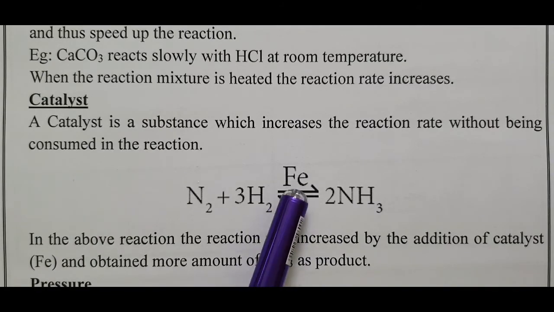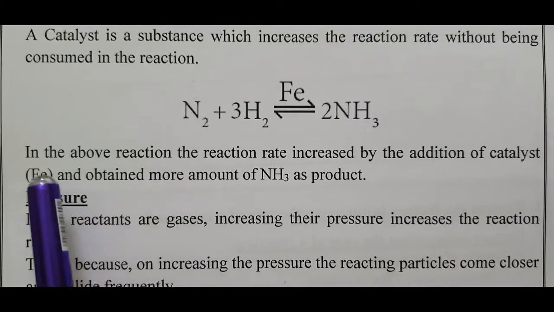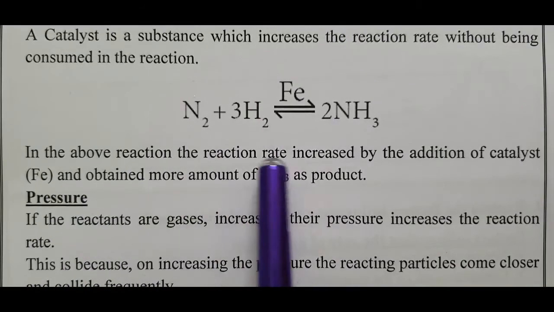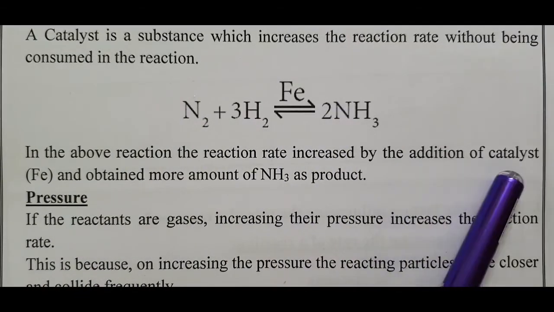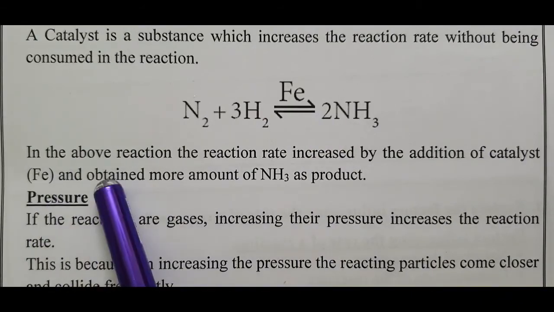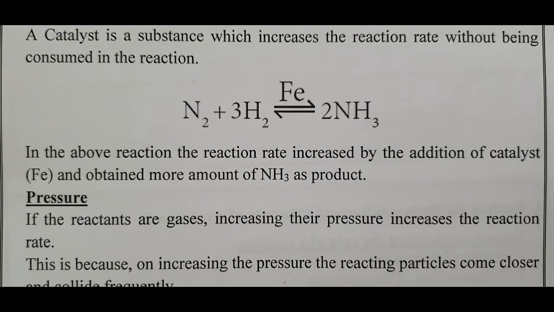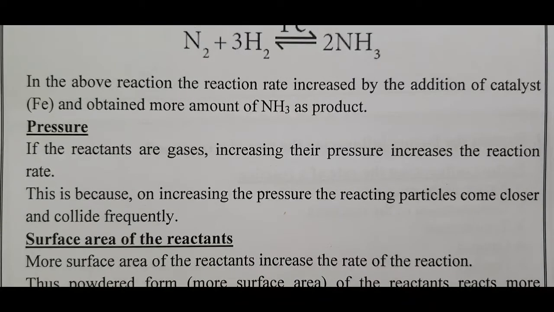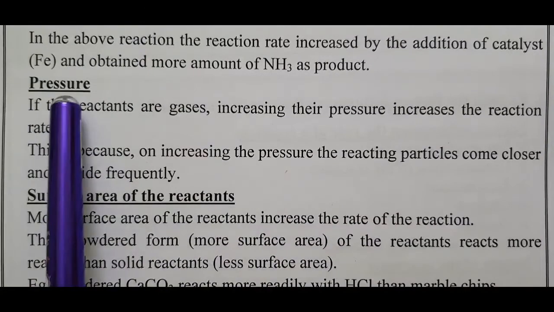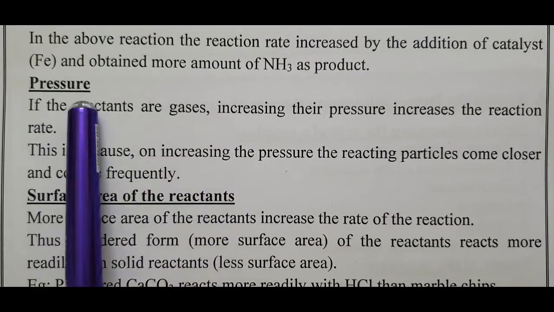We know a catalyst is a third, foreign substance which is not involved in the chemical reaction, but is only used to increase the rate of the reaction. In the above reaction, the reaction rate increased by the addition of the catalyst Fe, and we obtain more ammonia as product. Then we come to the fifth factor influencing the rate: pressure.